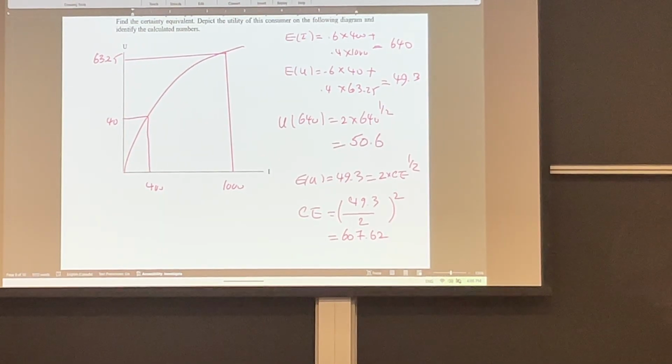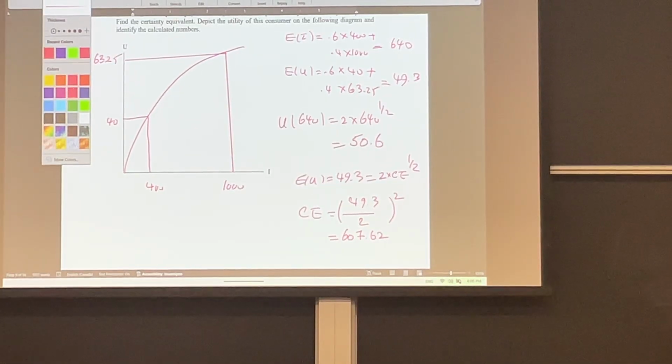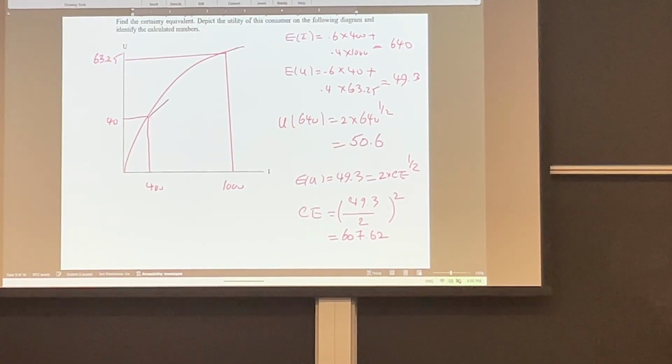Now we have all the elements to graph it. So let's graph the whole thing and then go to the next part. That is the gamble connected. That is expected utility, expected income. That's a straight line up. I think I went too far ahead. That is 640. This is utility of expected income, which is 50.6. This is expected utility, which is 49.3.